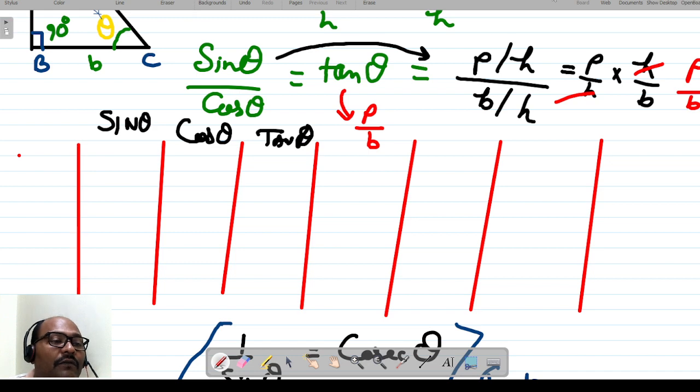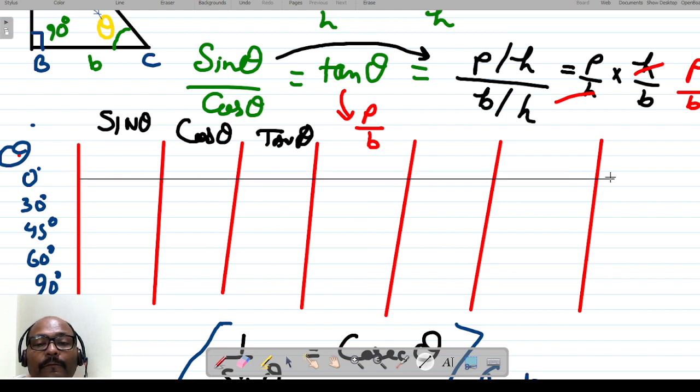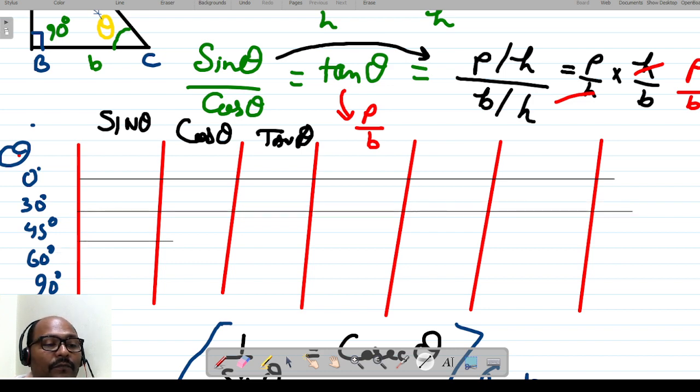So if you take the table, we want to draw the table of what the values of different trigonometrical angles are. If the value of theta is 0 degree, 30 degree, 45 degree, 60 degree, and 90 degree, what will be the different values? Let me show you like this so that it will not get jumbled up.